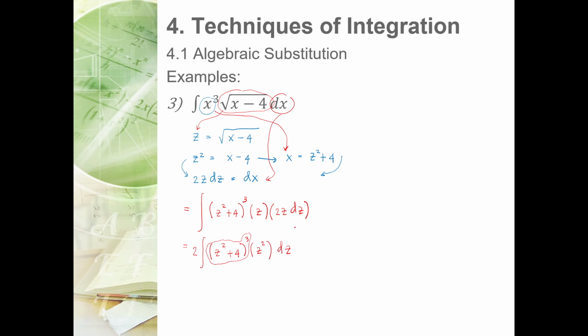So if you forgot the formula for this to the power of 3, try to recall Pascal's triangle. If you don't want to recall Pascal's triangle, you have to manually expand this two at a time, right? So z squared plus 4 times z squared plus 4 first. The next is z squared plus 4 to be multiplied by z squared plus 4, meaning you multiply by z squared plus 4 three times. But if you know the shortcut, just try to recall Pascal's triangle.